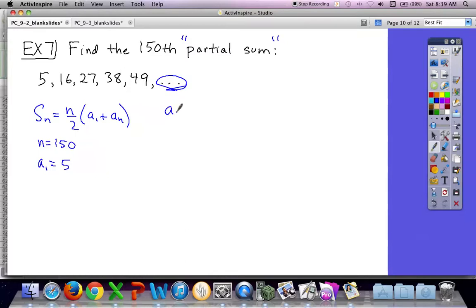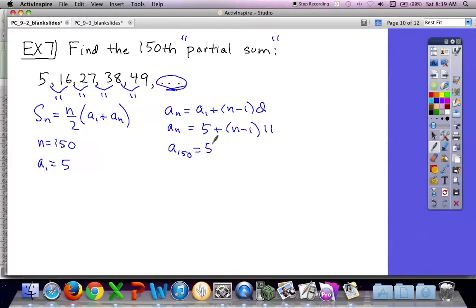Well, we can figure out a formula for the nth term in the sequence. That should be A1 plus n minus 1 times b. In this case, it is A1, which is 5, plus n minus 1 times the common difference, which looks like 11. And if I want to find the 150th term, then I'm going to plug in n equals 150.